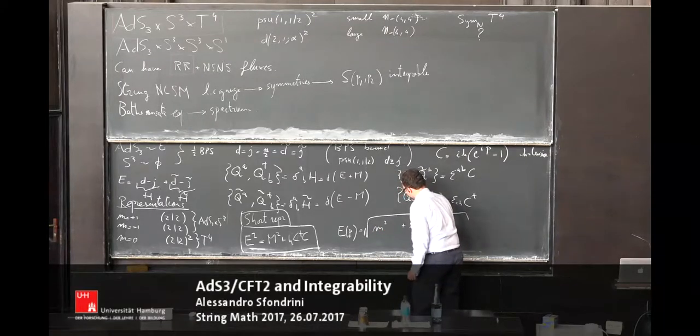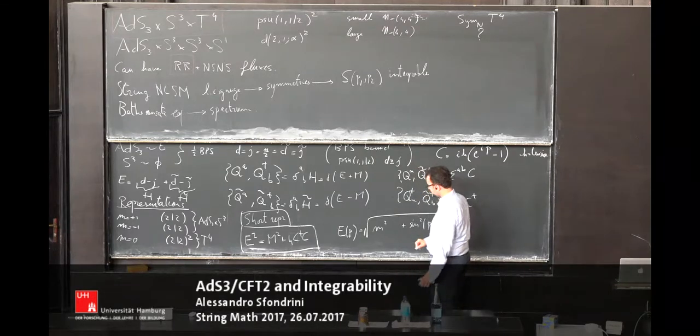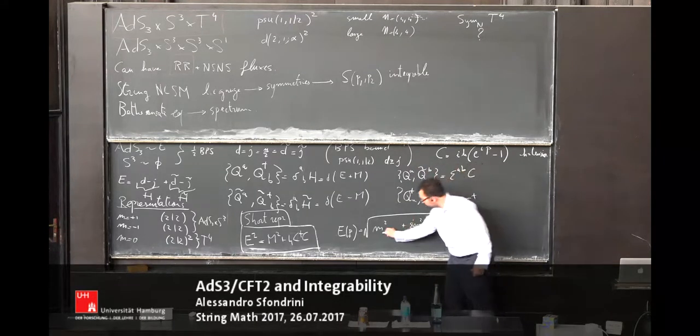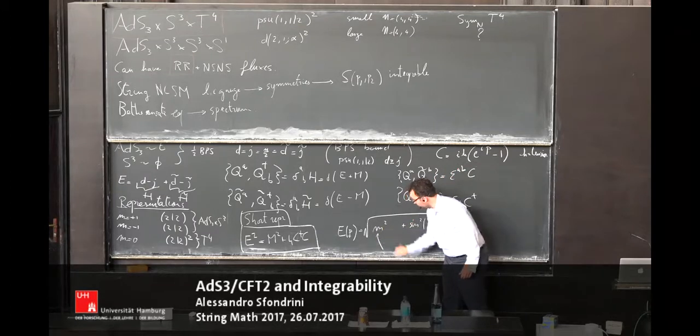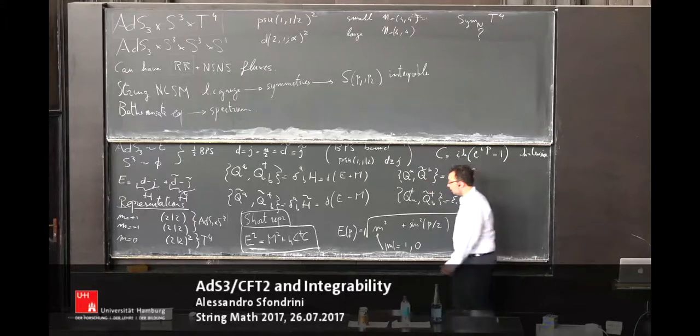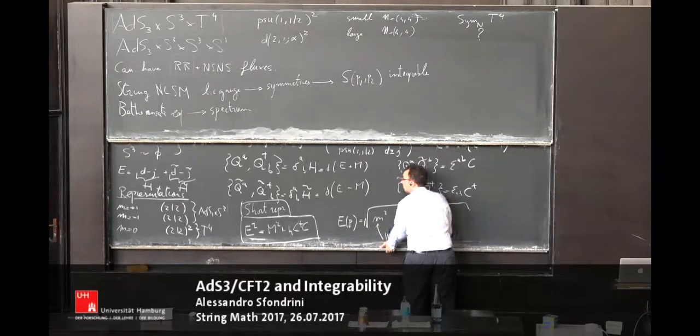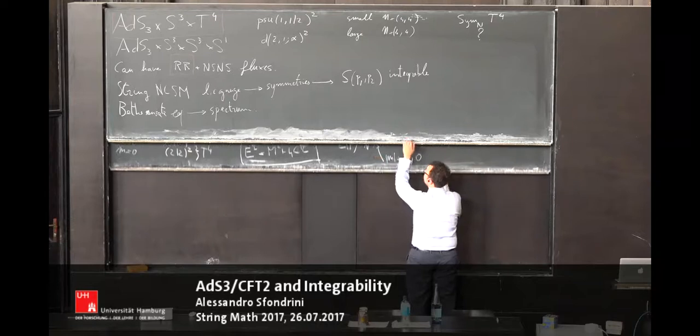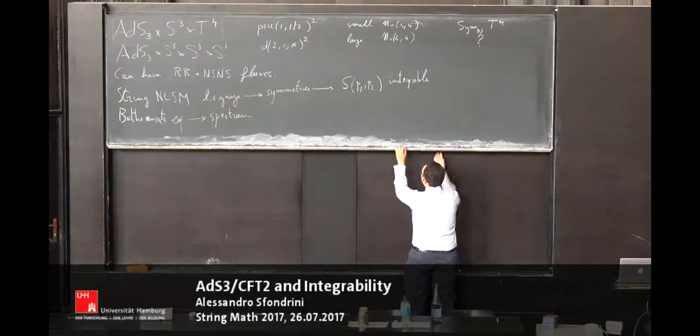And for people that have worked on AdS5 integrability, this looks very much like the same dispersion relation, only now M, instead of being fixed to 1, can be the modulus of M, can be either 1 or 0. And with this information, we can go and compute, I claim, the spectrum of the theory.